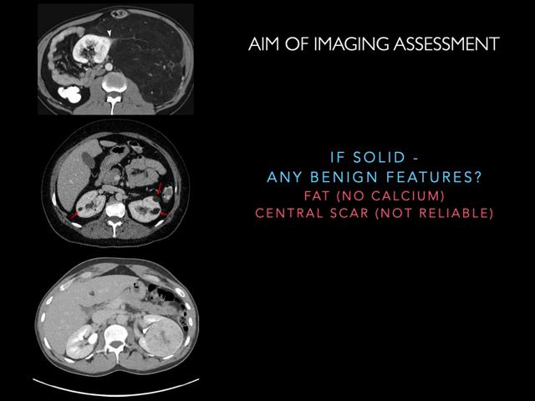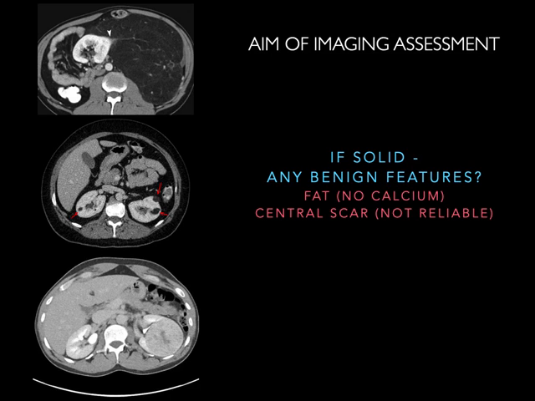So if it is solid, are there any benign features we can look for? So fat, essentially. Fat makes us think it's an angiomyolipoma. There's one small caveat there. The caveat is that if there's fat and calcium, it's unlikely to be an angiomyolipoma. And we start thinking about metaplasia, and you can get bone marrow metaplasia in some renal cell cancers. So if you get fat by itself, AML. If it's fat and calcium, you think it's a bit more suspicious for an RCC.